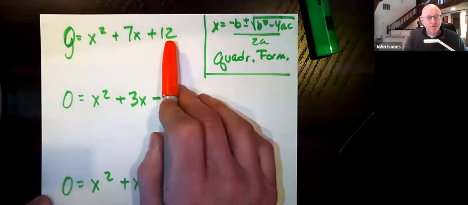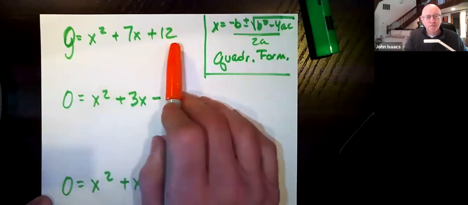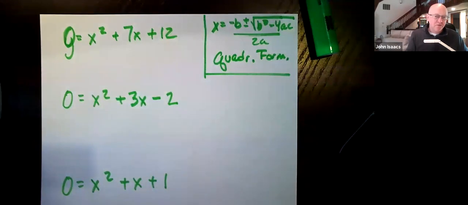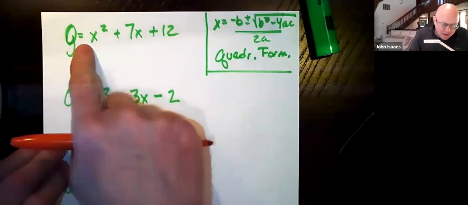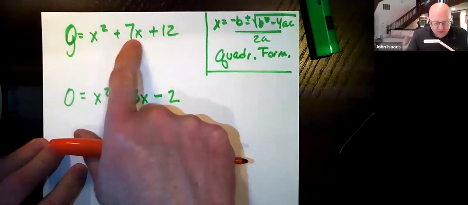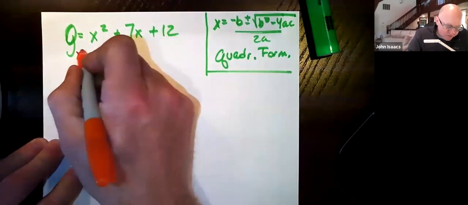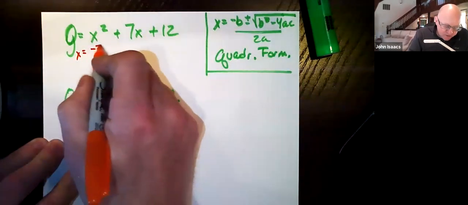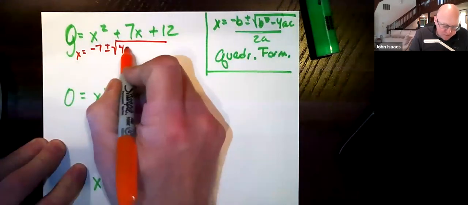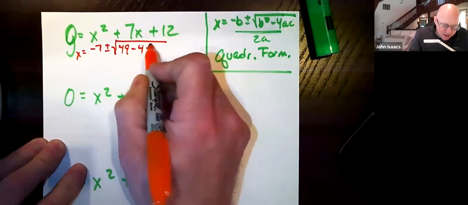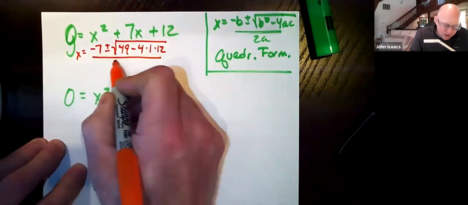Now notice this factors perfectly fine, right? x plus 3 and x minus 4, or sorry, x plus 3 and x plus 4. So the easier way to solve this would be by factoring for sure. But a here is 1, b here is positive 7, and c here is positive 12. So you can plug those into the formula, and we'll get negative 7 plus or minus the square root. b squared is going to be 49, minus 4 times a, which is 1, times c, which is 12, all over 2 times a.